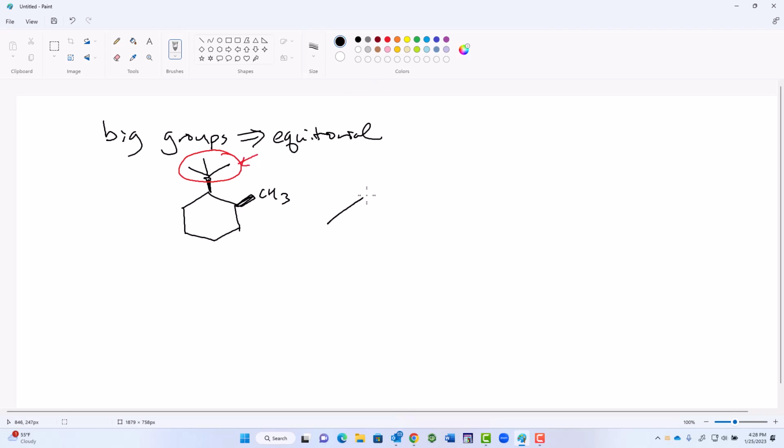So let's see which chair conformation is going to be the most stable. So in this case, I have a T-butyl up and a methyl up. I'm going to put the T-butyl here. I'll draw this one out. And the methyl up. And we can check to make sure they are cis to one another by drawing in the hydrogens, and we see that they're both up.